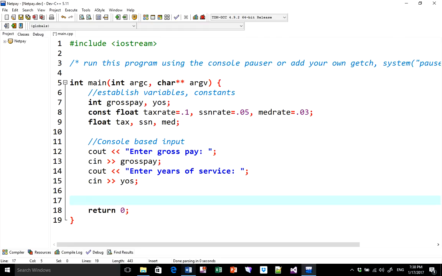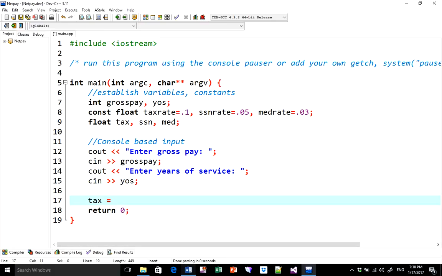So what did you first say? What's the next step? First, I said you could make the equation, how gross pay and years of service interact with the tax rate. Very good. So now we're going to define the values for the tax, right?